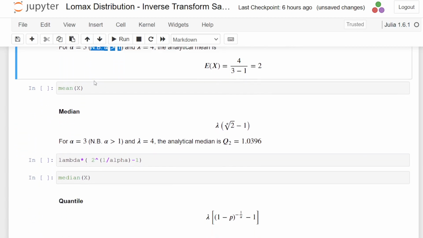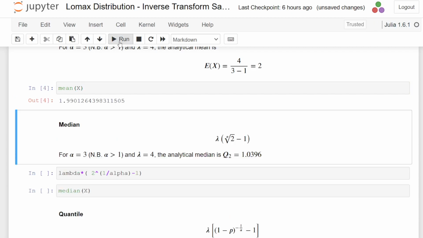So let's run that. 1.99, very close. Now, let's see what the median is.